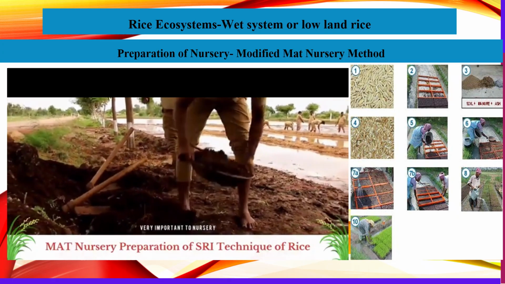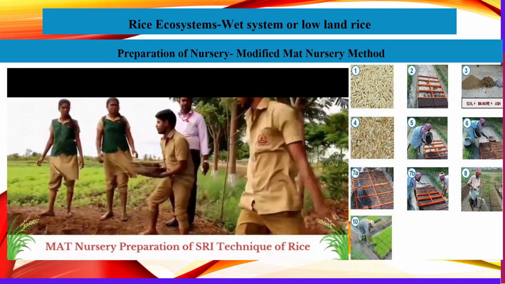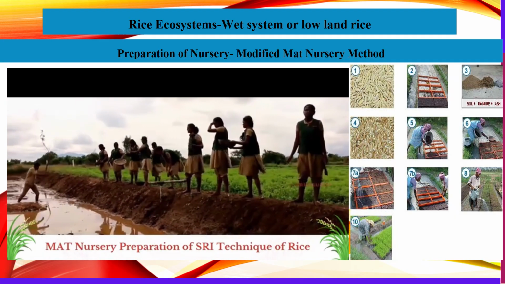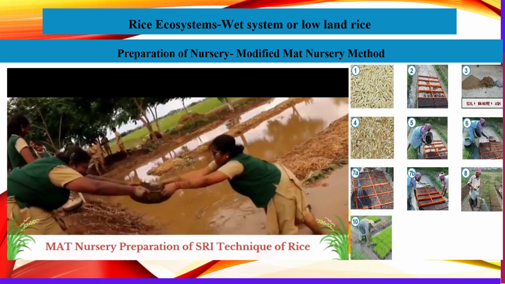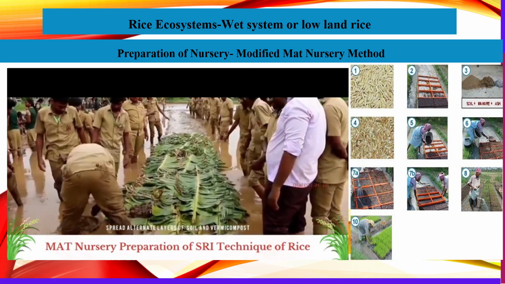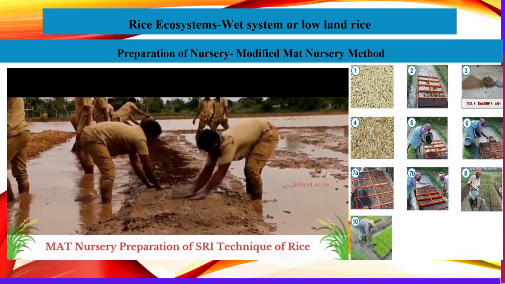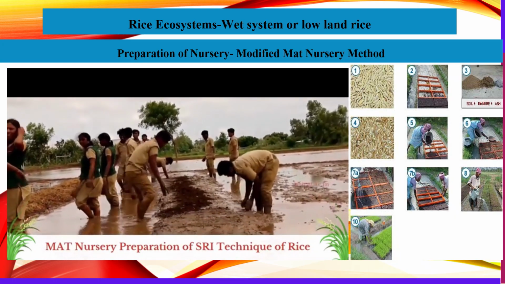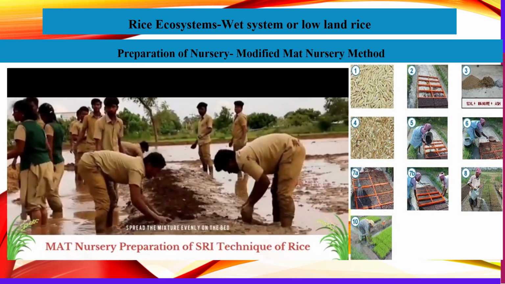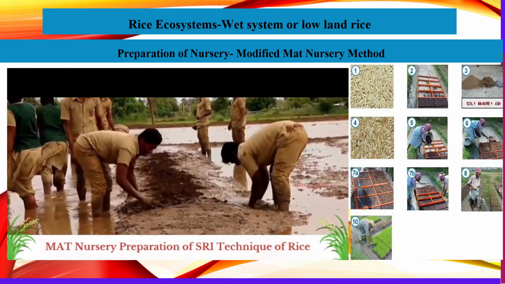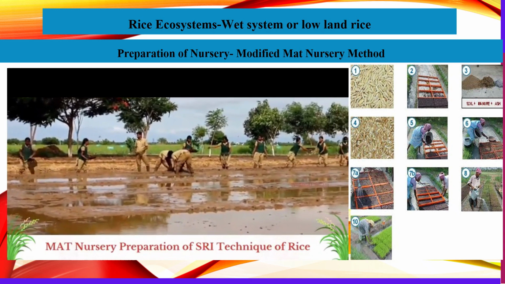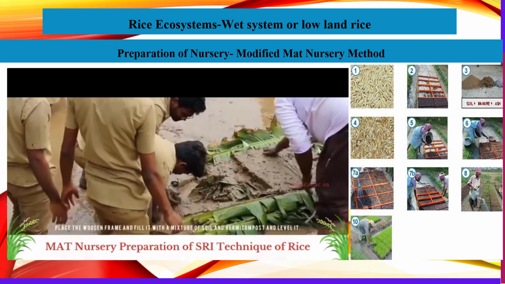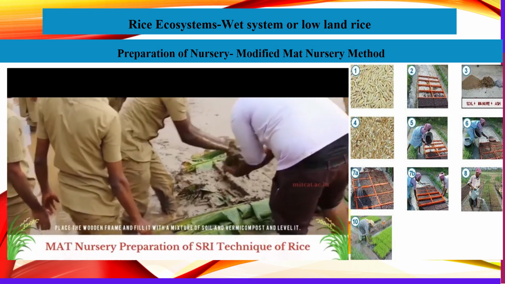Laying of the soil mixture is very important to the nursery. Spread alternate layers of soil and vermicompost over the polythene sheet or banana leaf. Spread the mixture evenly on the bed. Place the wooden frame and fill it with a mixture of soil and vermicompost and level it.